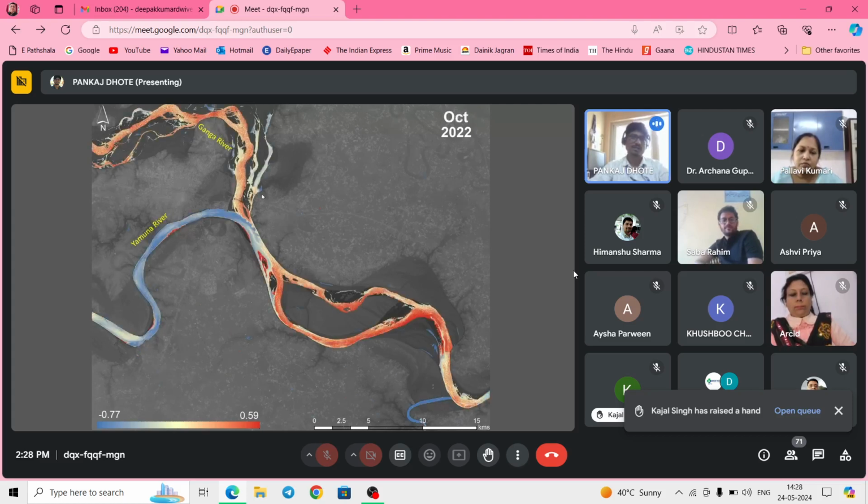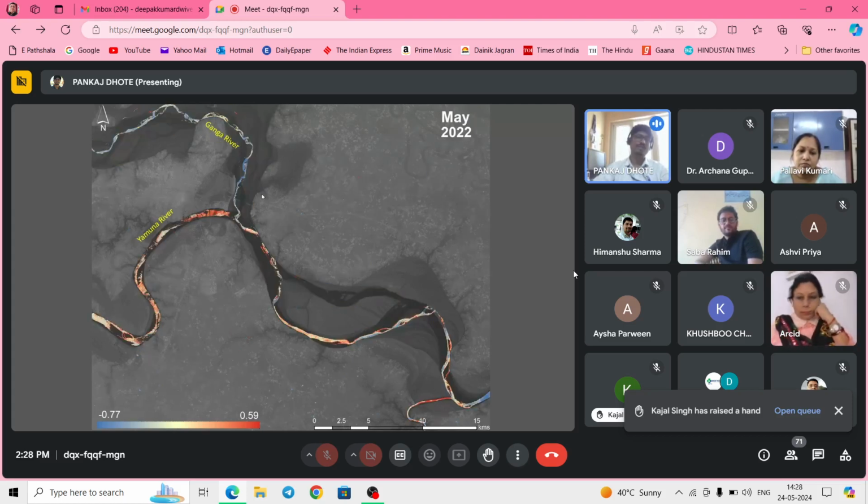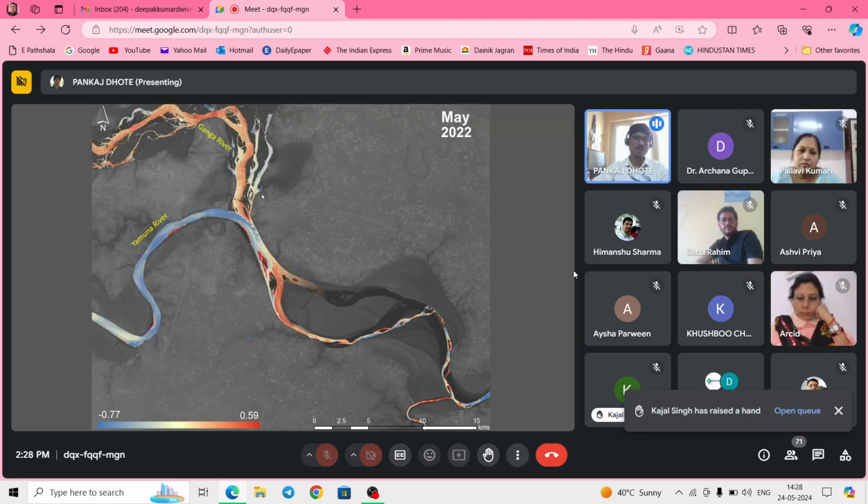So this is another image. The previous image was from the month of May 2022. Now this is the image of October 2022. This is the monsoon season, where there is heavy flood.